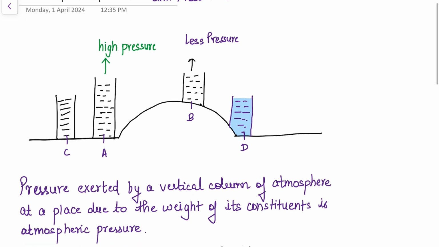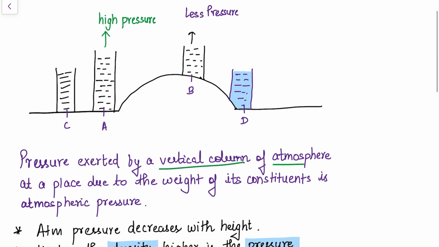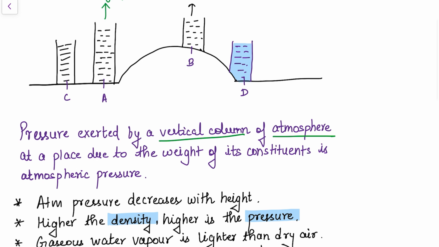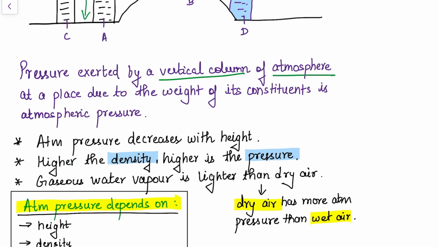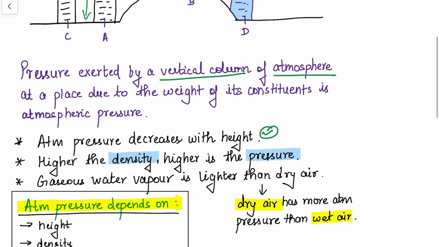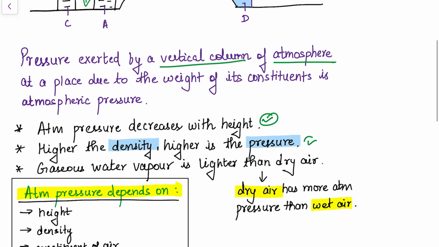Pressure exerted by a vertical column of atmosphere at a place due to the weight of its constituents is atmospheric pressure. Here you can see the diagram in which this is a high pressure zone and this is a low pressure zone because it depends on the height also. You can see it has more height, so this is the reason for high pressure. Atmospheric pressure decreases with height. The higher the density, the higher the pressure.